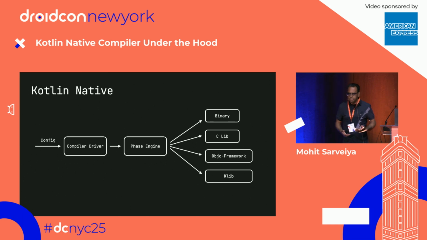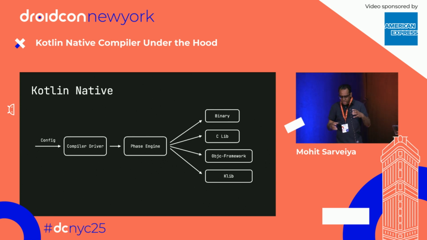In Kotlin Native, whenever you're generating any type of artifact, whether it's a library or targeting some platform, there are units of work that happen underneath the hood, and they happen in a sequence. They're all called phases. And there's a driver underneath, which is a phase engine.